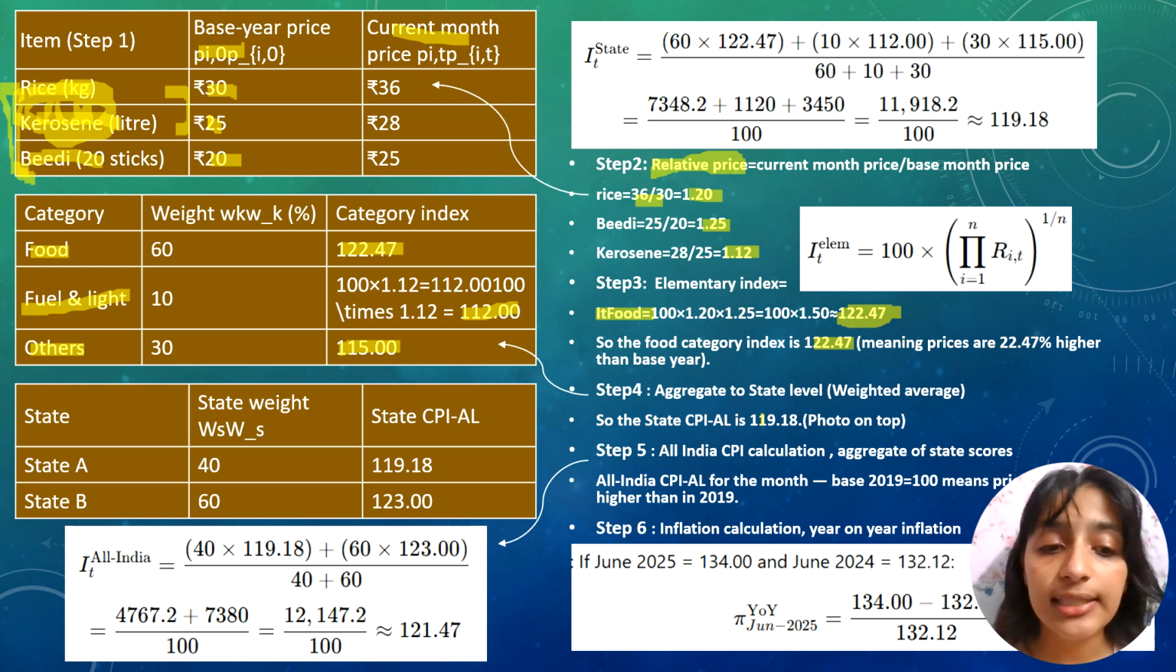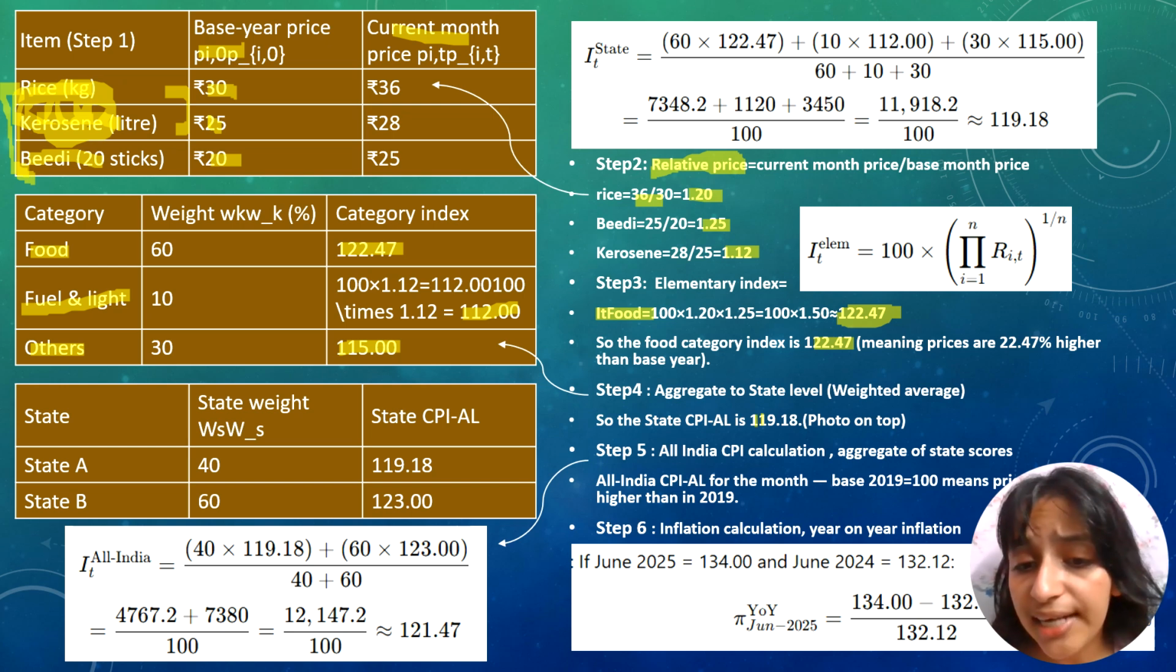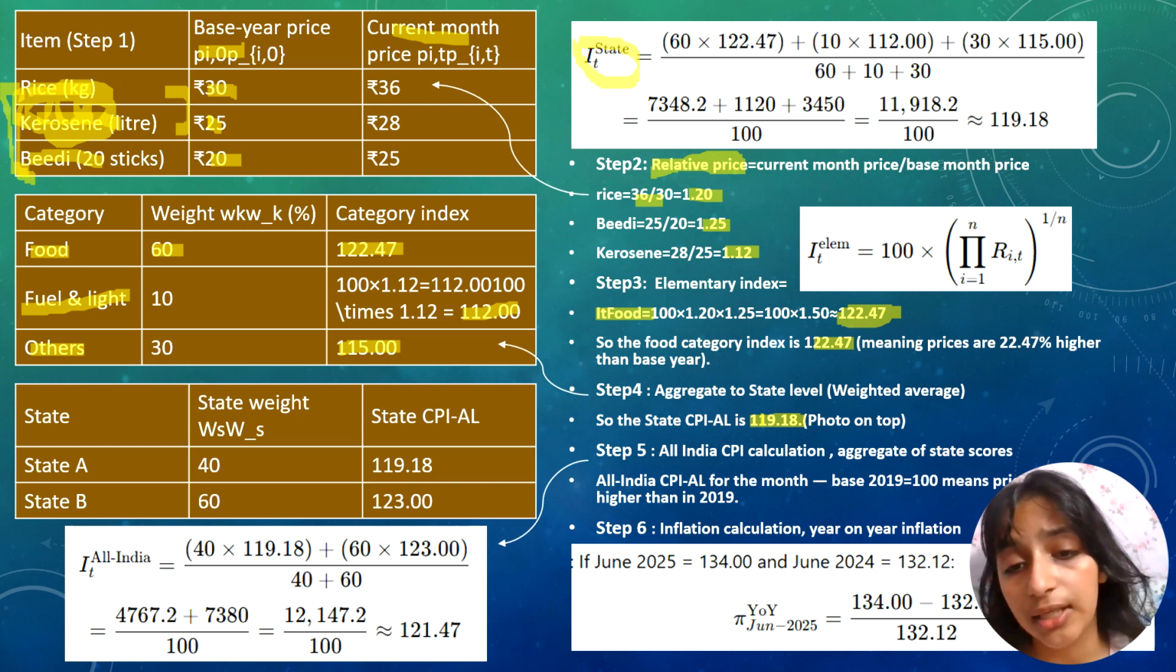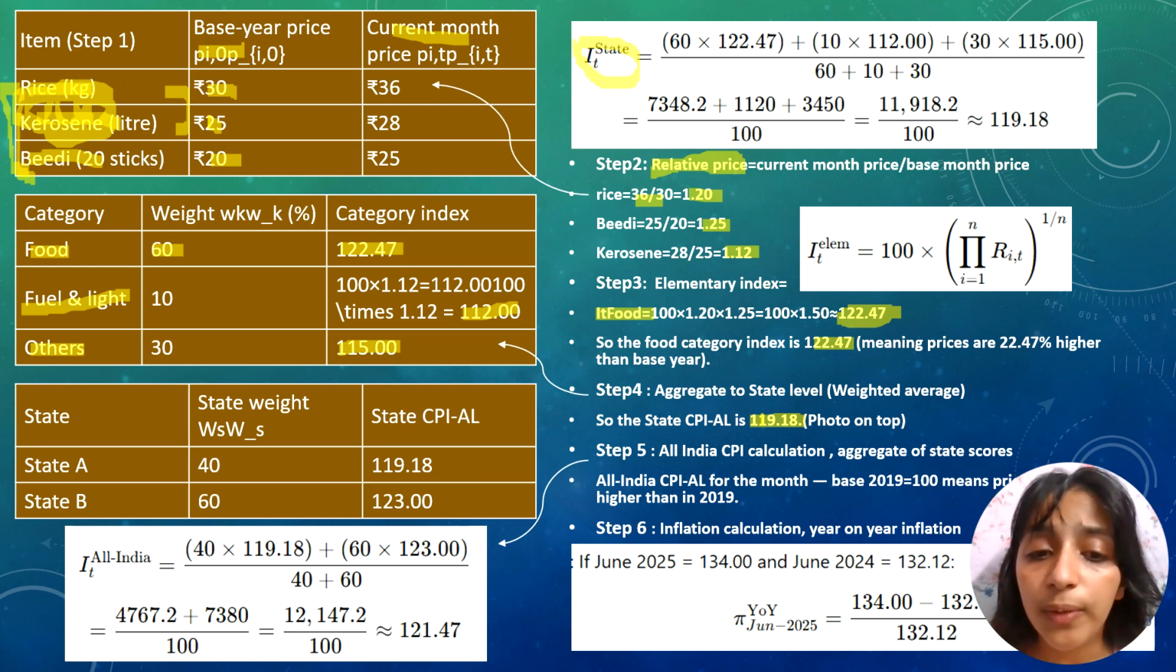Okay, we will take the same factors, we will aggregate them, and the state CPI level is observed as 119.18. The calculation is here, in case you would like to observe. We have just given them a weight, according to their consumption, and we multiplied their values with the weights, and dividing by the total weight gives the result directly. So, yes, the state level value has come.